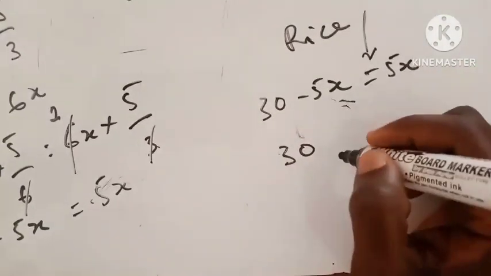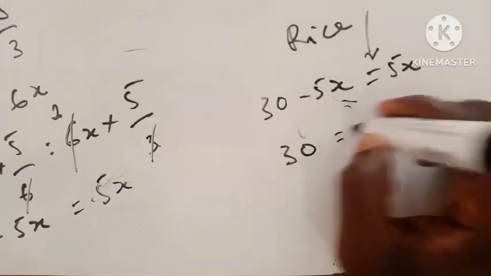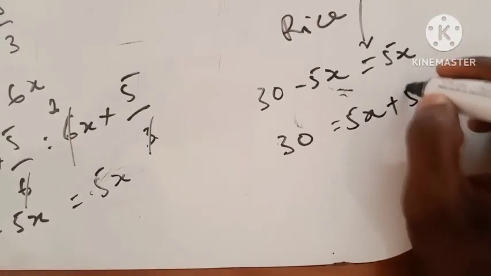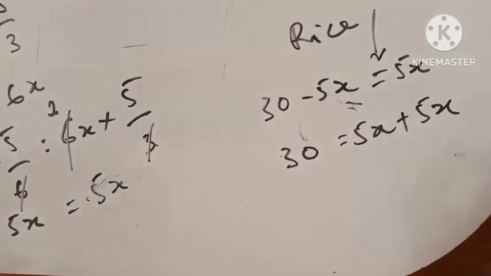So you have 30. That's going to be 5x. This 5x here, and this guy comes to be a positive, right?